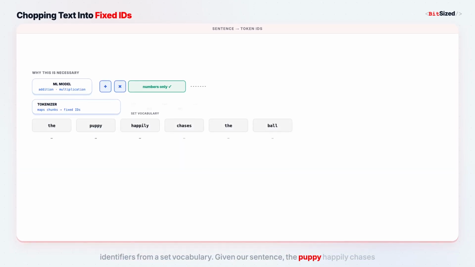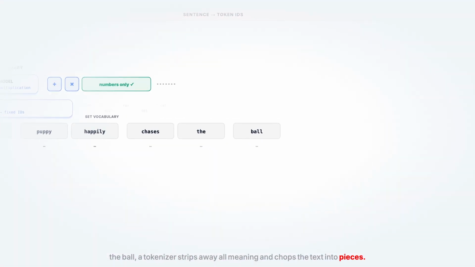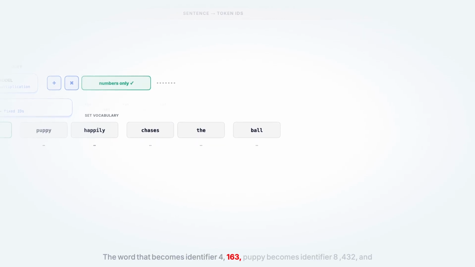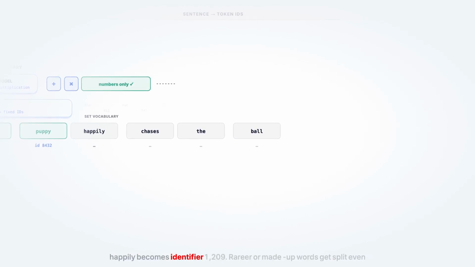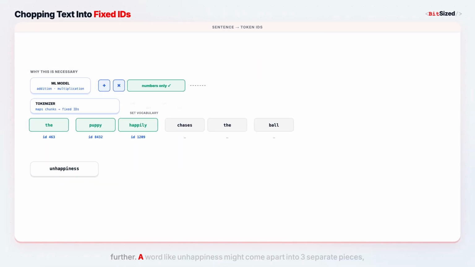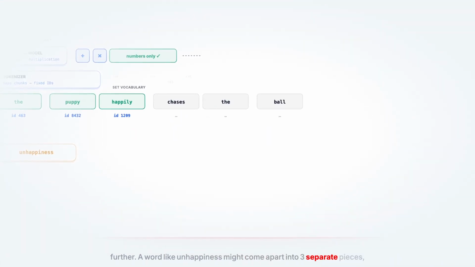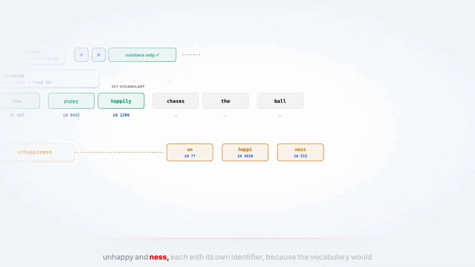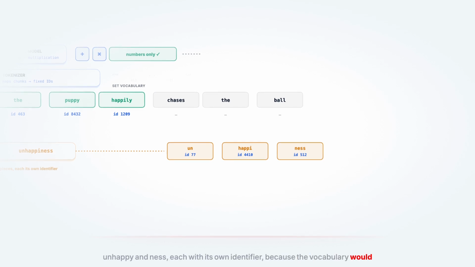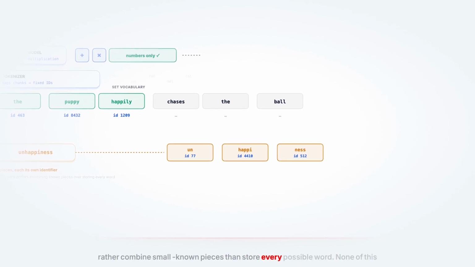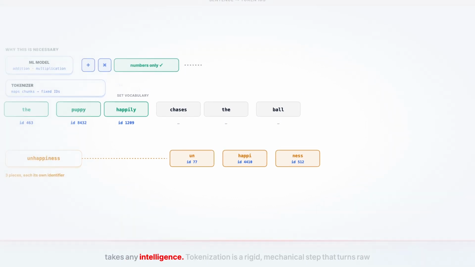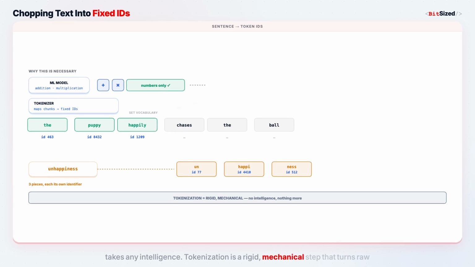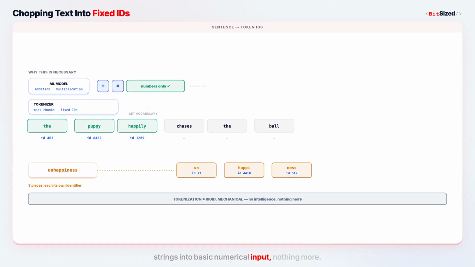Given our sentence, "The puppy happily chases the ball," a tokenizer strips away all meaning and chops the text into pieces. The word "the" becomes identifier 463, "puppy" becomes identifier 8432, and "happily" becomes identifier 1209. Rarer or made-up words get split even further. A word like "unhappiness" might come apart into 3 separate pieces, "un," "happy," and "ness," each with its own identifier, because the vocabulary would rather combine small known pieces than store every possible word. None of this takes any intelligence. Tokenization is a rigid, mechanical step that turns raw strings into basic numerical input, nothing more.